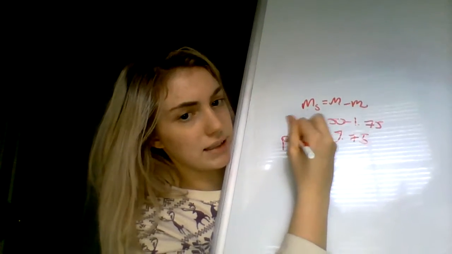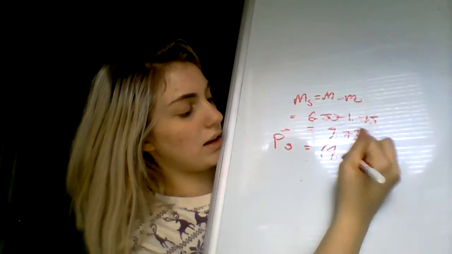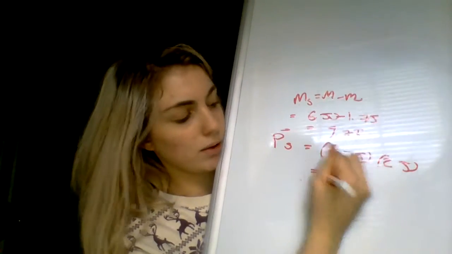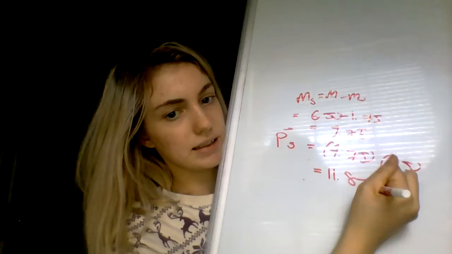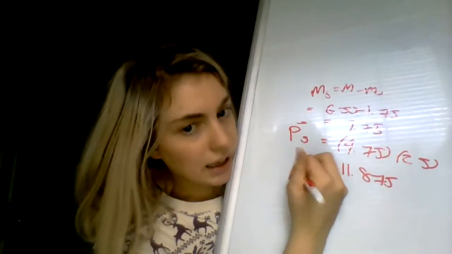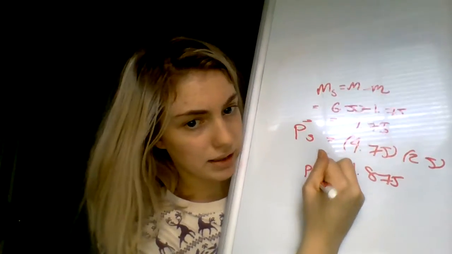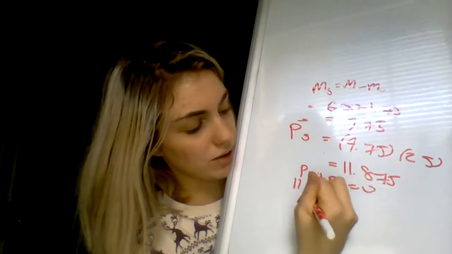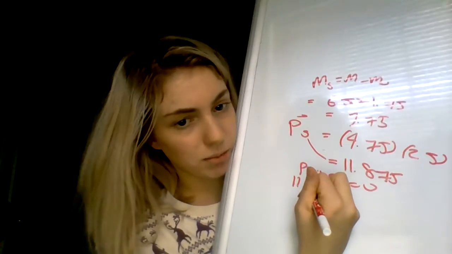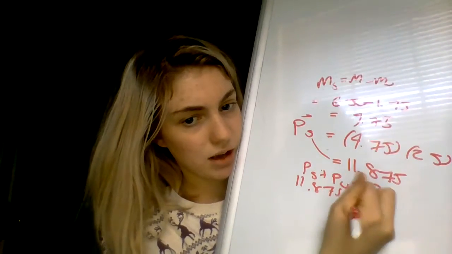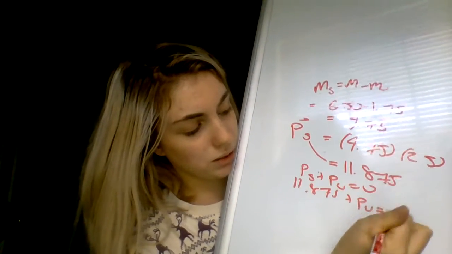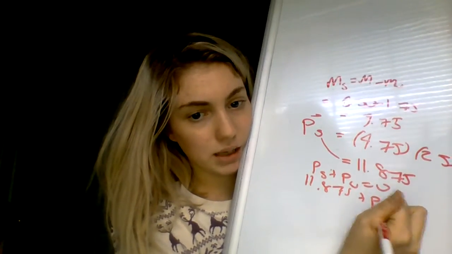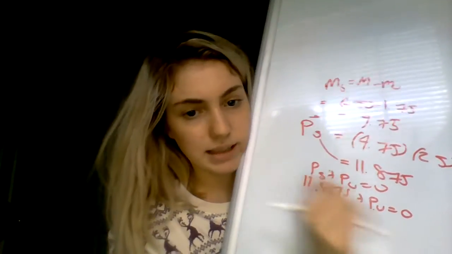So P of S will equal the mass of the squid times the velocity, so that will equal 11.875. And then if we add up the system, we'd get the value we just found, 11.875 plus PW equals 0. So PW equals negative 11.875.